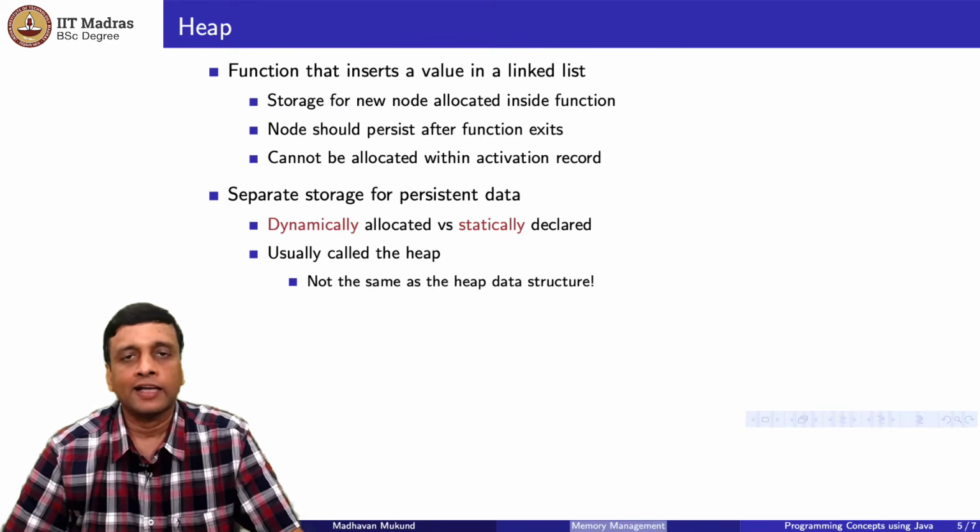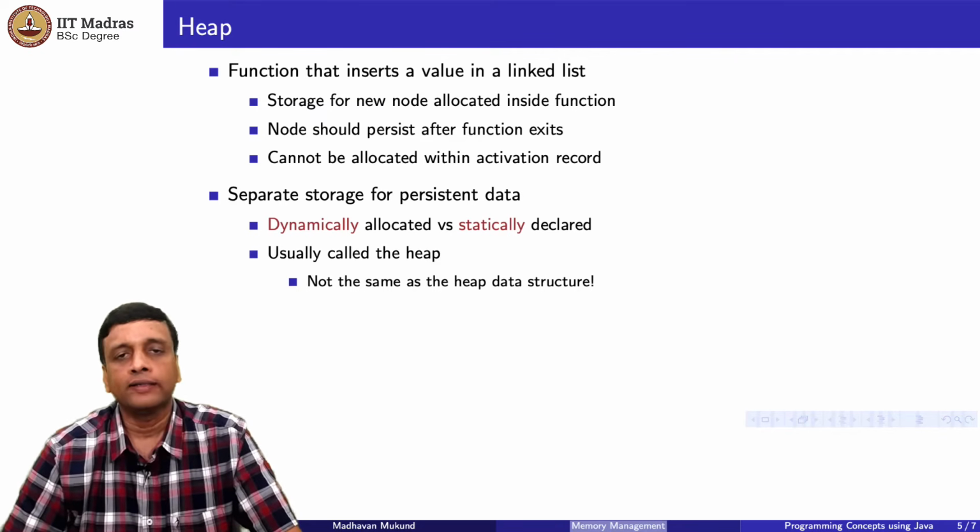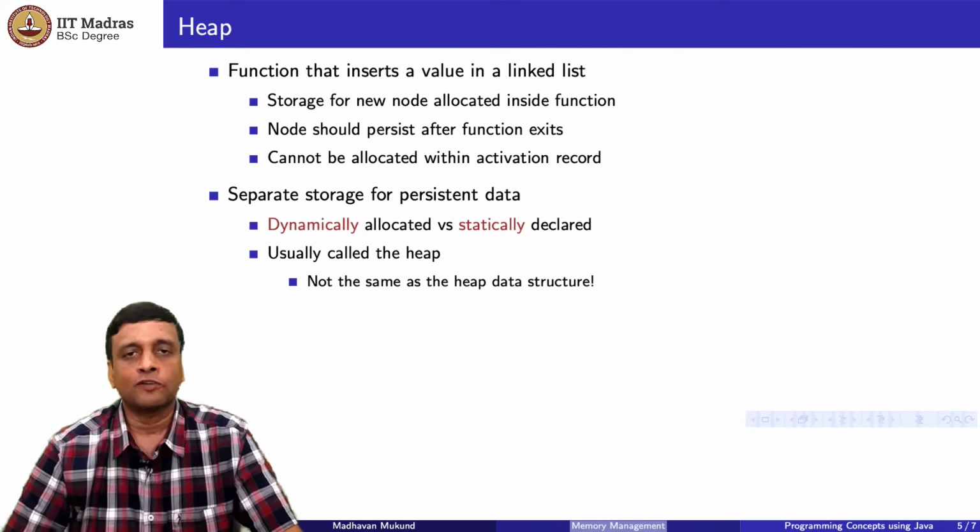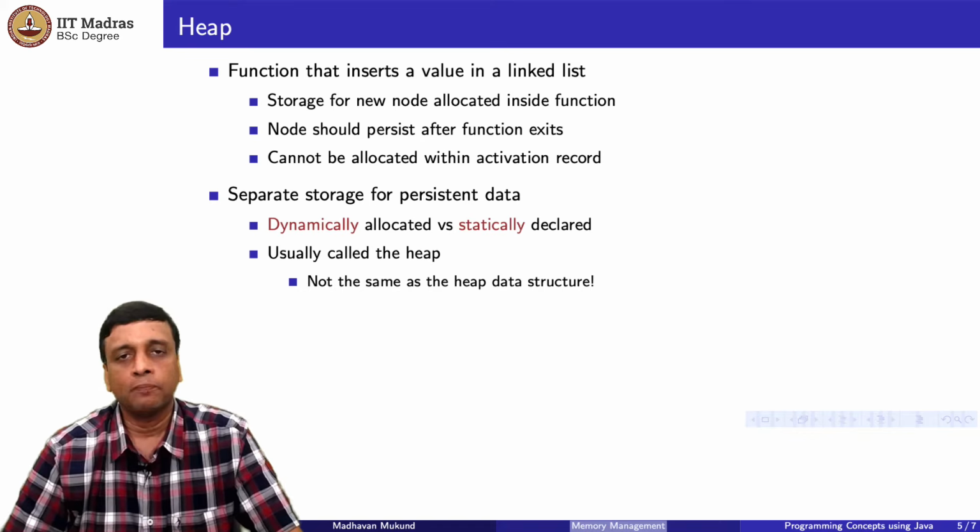It is created as the function runs, but it doesn't have a name of itself. It's accessed through a statically declared name. So this storage is usually called the heap. Okay, this is a separate piece of storage from the stack. It's called the heap traditionally.